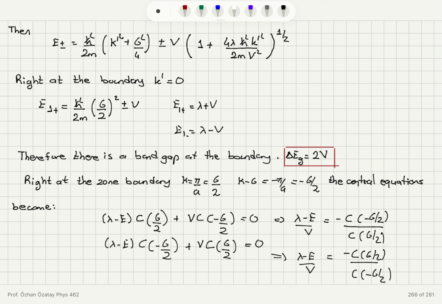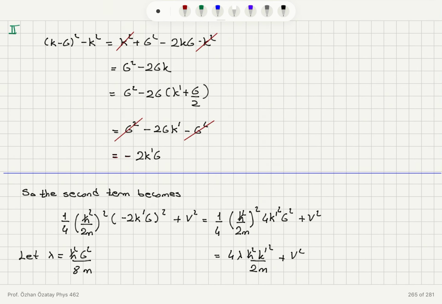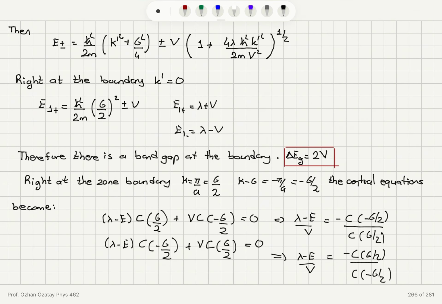Now right at the zone boundary, k prime is equal to 0, k is equal to g over 2. So I will have h bar square over 2m, g over 2 square plus or minus v. So that gives me what I called lambda was h bar square over 2m, g over 2 squared. That was my lambda. So it is lambda plus v and lambda minus v. So I find that there is a band gap at the boundary, which is 2v.